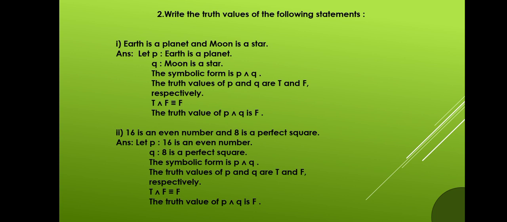16 is an even number and 8 is a perfect square. Let P be, 16 is an even number. Q be, 8 is a perfect square. The symbolic form is P and Q. The truth values of P and Q are T and F, respectively. T and F is equivalent to F. Thus, the truth value of P and Q is F.